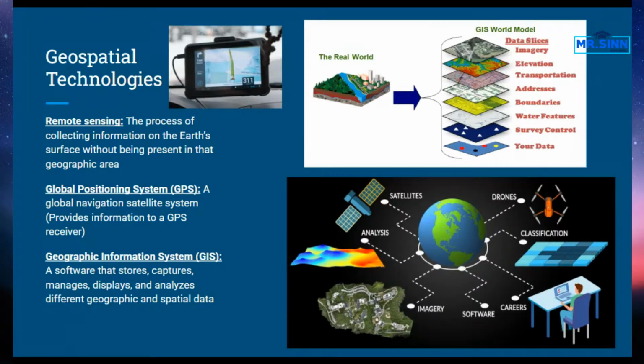And then a GIS, we have the example here. It's layering data. It's software that stores, captures, manages and displays it. A lot of times our thematic maps will use GIS to create visuals, and it makes it easier for us to read and interpret.